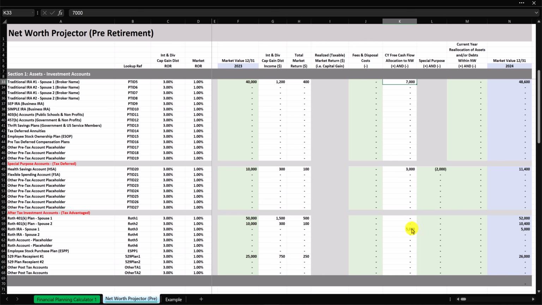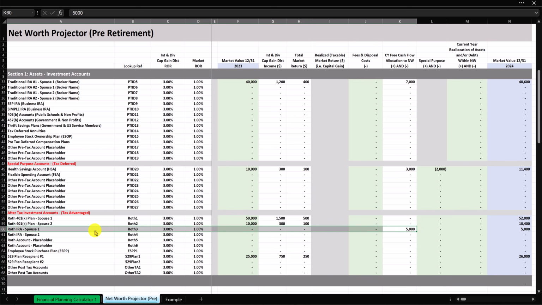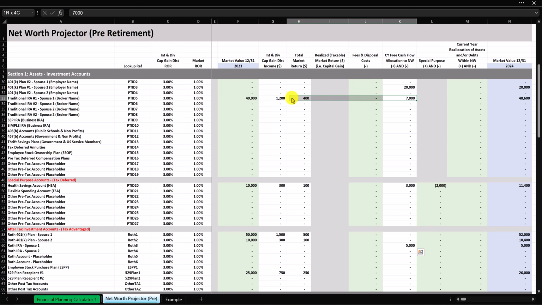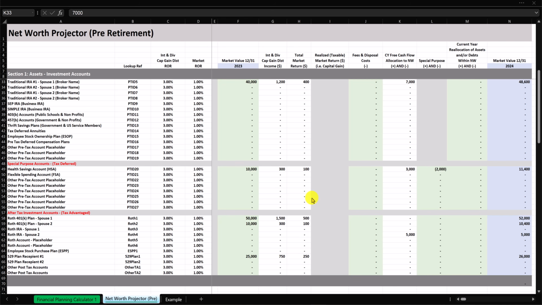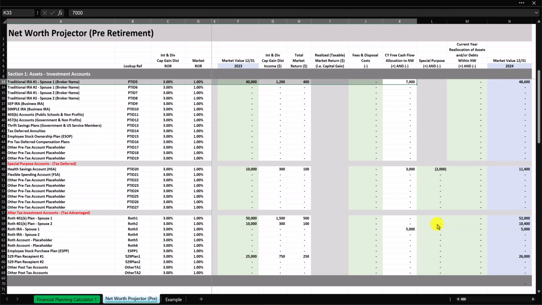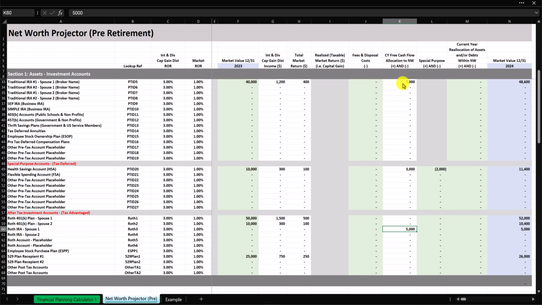Now that I'm looking at this, I realize this is both for spouse one right here, and this is also for spouse one. You are limited to approximately $7,000 in total IRA contributions per year per person. That amount is indexed for inflation, but this would obviously be too much. So I'm going to go ahead and delete that, and let's just move that down to spouse number 2.